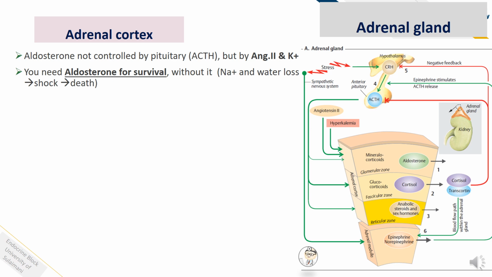Let's come to another important gland, which is called the adrenal gland. And you know the adrenal gland has both adrenal cortex and adrenal medulla. So let's see what are the hormones that are released by the adrenal cortex. They are aldosterone, cortisol, and adrenal androgen. And the adrenal medulla releases epinephrine and norepinephrine, or we can say adrenaline and noradrenaline.